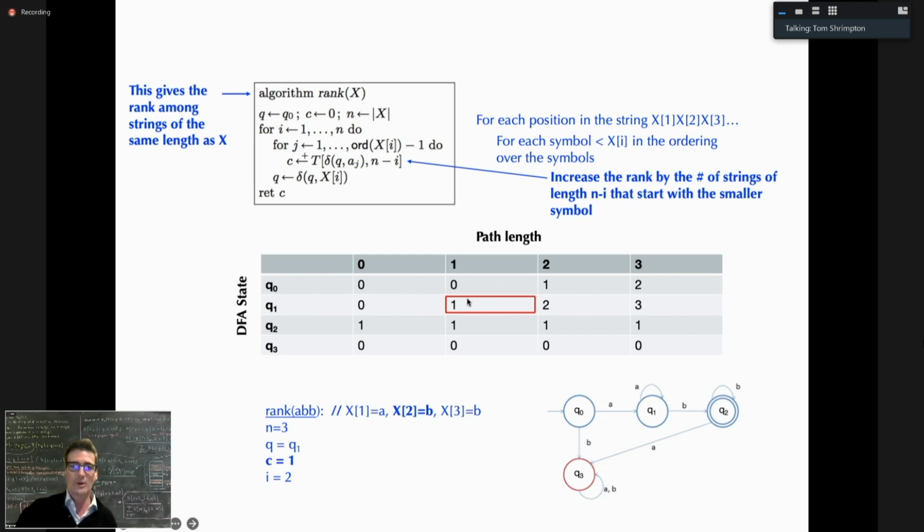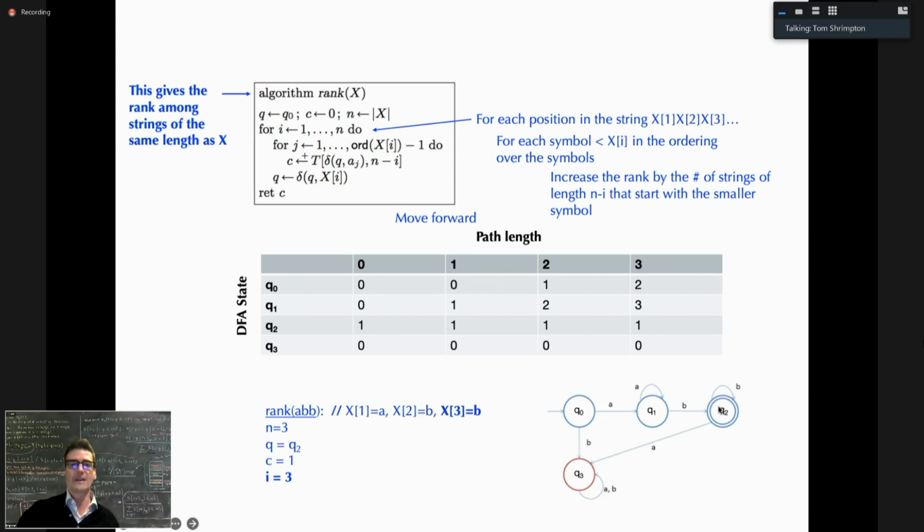This is precisely why we built it, because we moved to this state. And so now we're asking, okay, how many paths of length one are there? We started out with a string that was of size 3. So now we're looking at how many are there that would get us to the accepting state from here. And we just read that straight out of the table. So now the candidate rank so far is 1. We move forward. So now we've moved to state Q2.